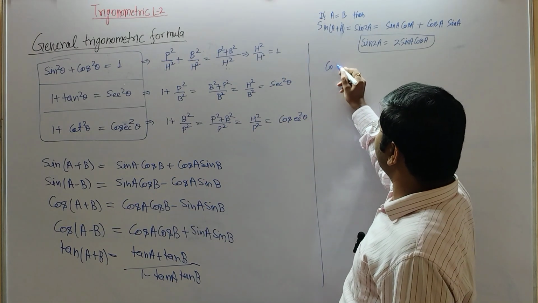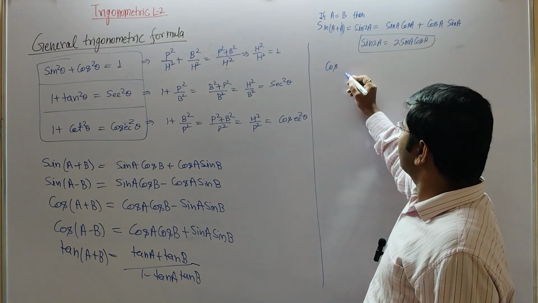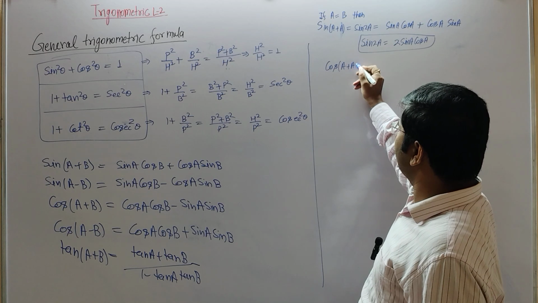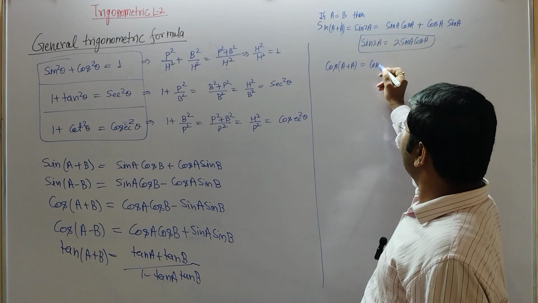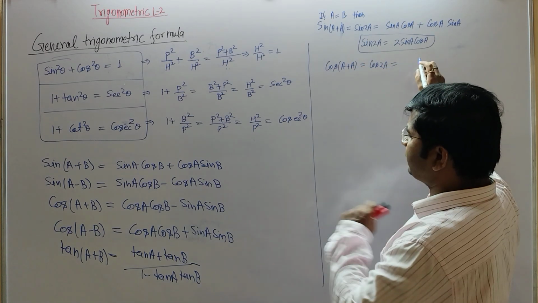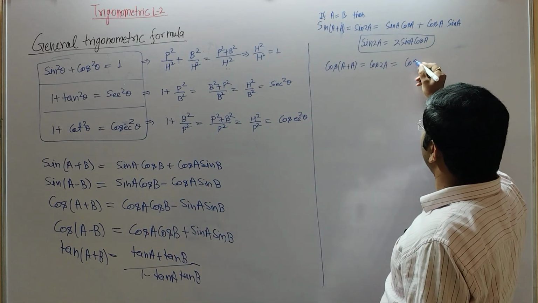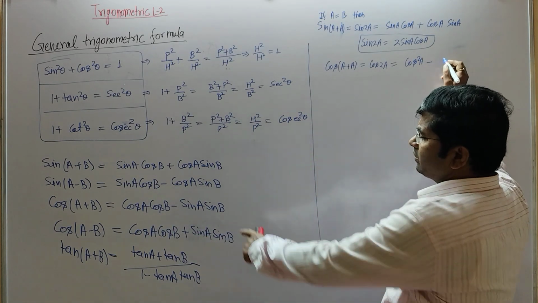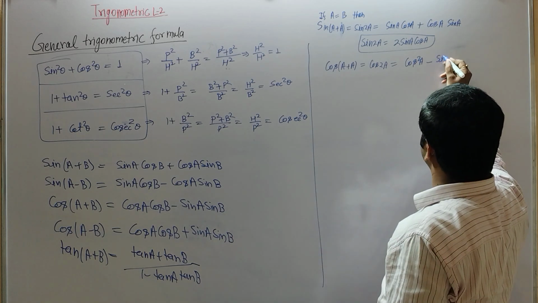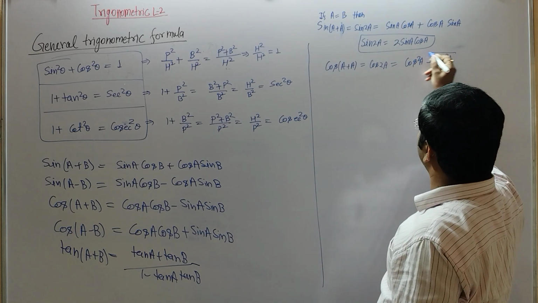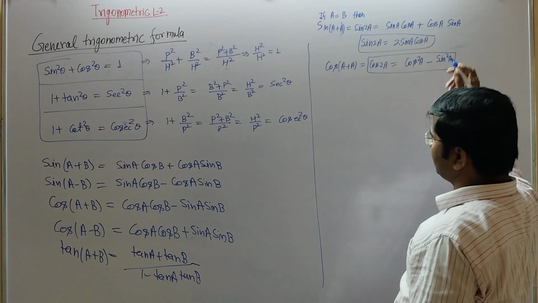Similarly, if I put it in place of cos(A + B), then cos(A + A) will be equal to cos 2A, and on the right side it will be cos A cos A minus sin A sin A, that is, cos square A minus sin square A. So this is another formula I am getting, cos 2A.